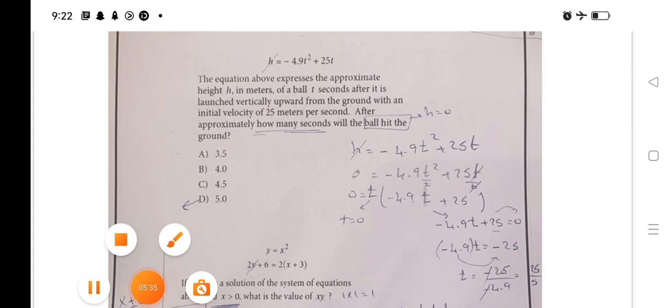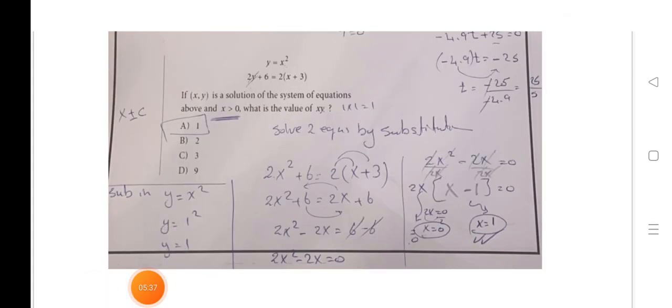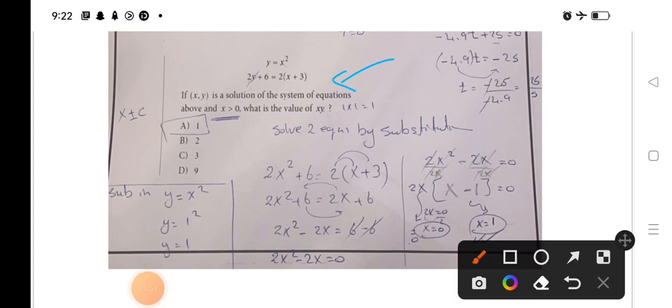Okay, that's complete. What about this question? y equals x squared and the other equation: 2y plus 6 equals 2(x plus 3). Okay, what's the question here? If (x, y) is a solution of the system of equations. He tells me system of equations, as if he tells me that I have to use the system of equations.